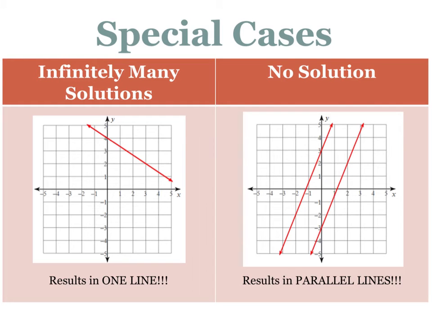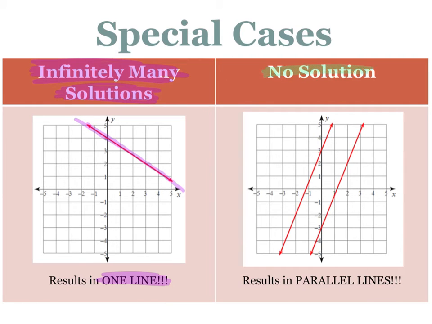Now we're going to review special cases. The first type of special case we have is called infinitely many solutions. And what this entails is that the two separate equations end up resulting in one line. So for example, here is an example of infinitely many solutions because there's only one line, so they intersect in an infinite number of places, so every possible number would be a solution.